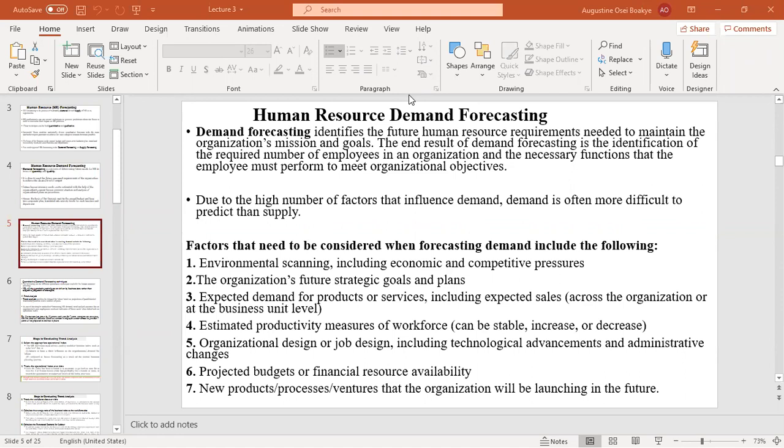So what will be the supply forecasting? The supply forecasting also has to do with taking stock of existing employees, taking stock of existing employees to know.